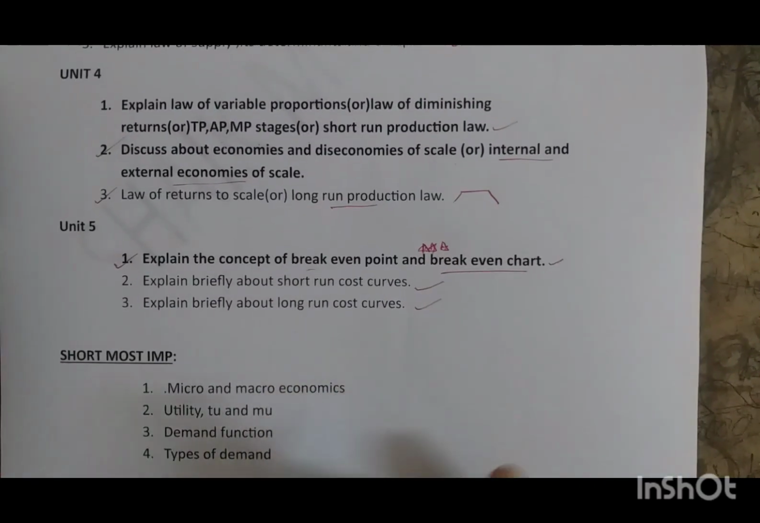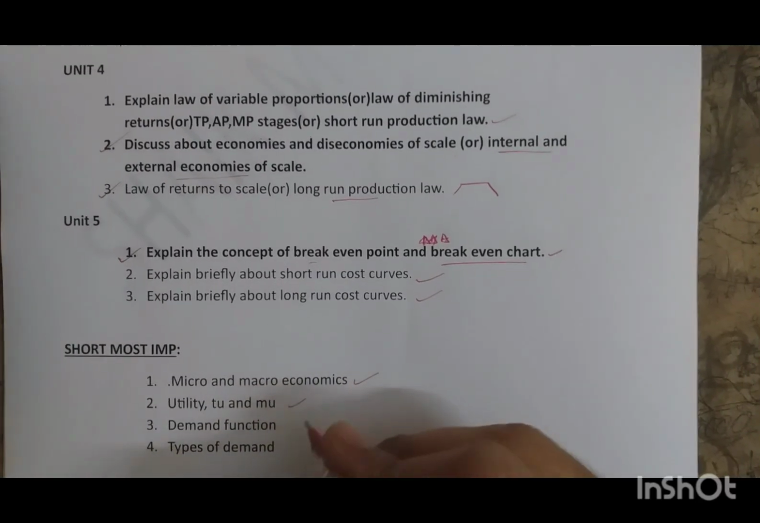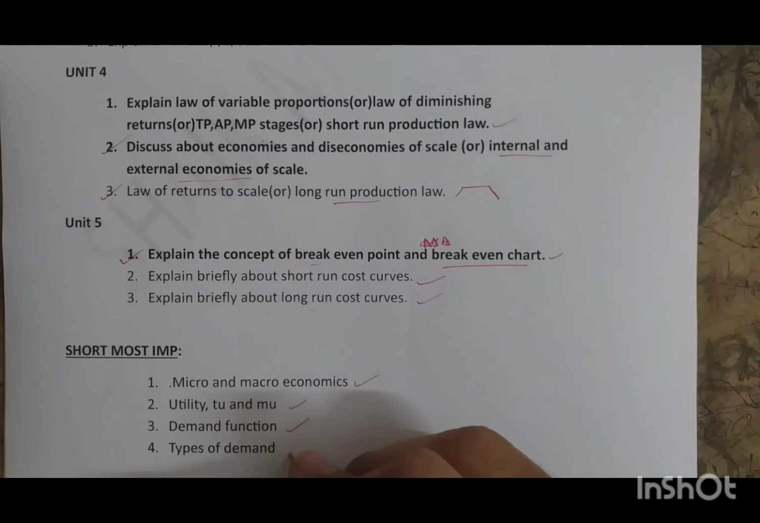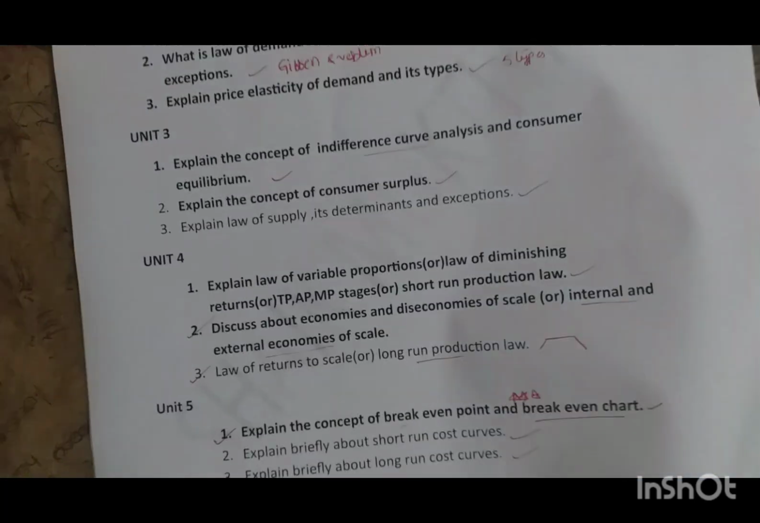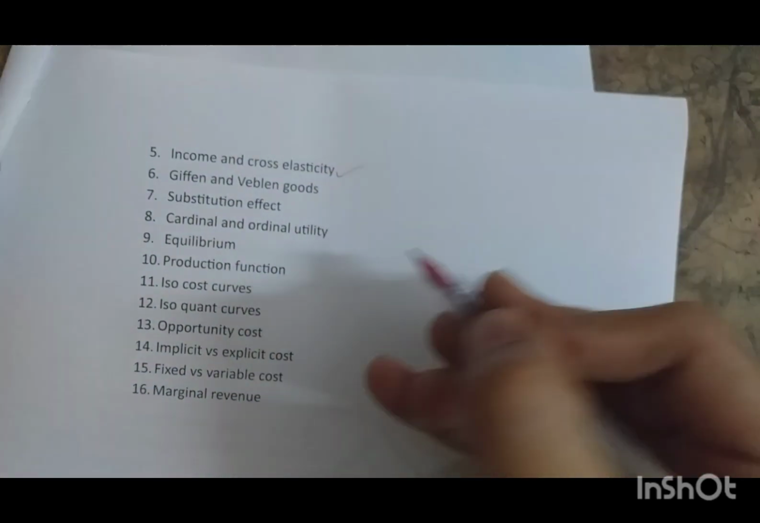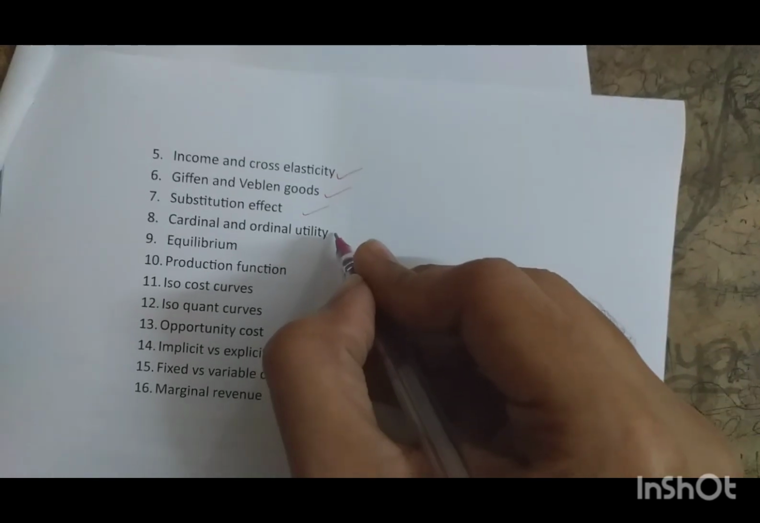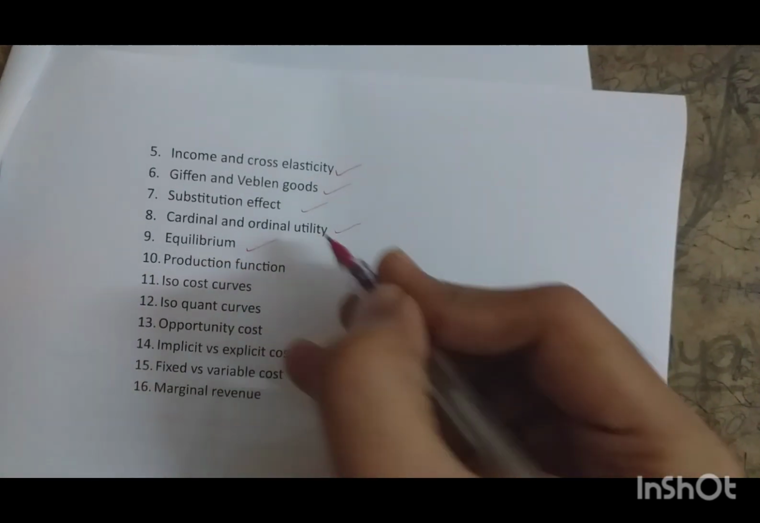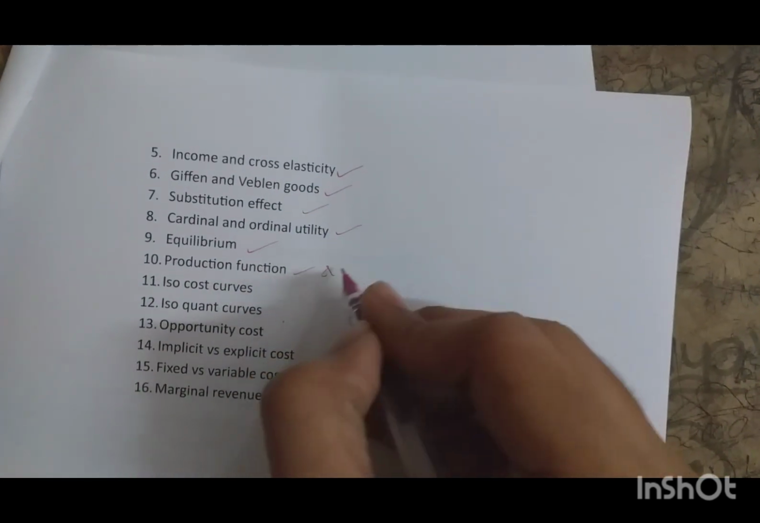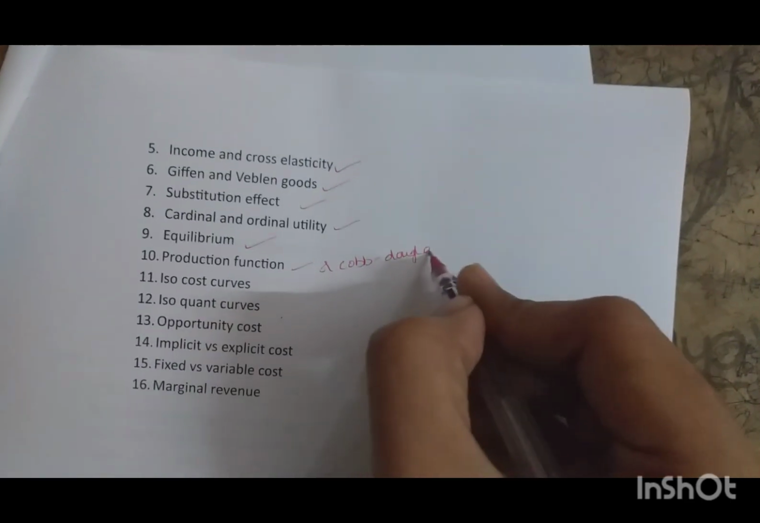And the short very important questions are: micro and macroeconomics, utility, total utility and marginal utility, what is demand function, types of demand. Next important are income and cross elasticity, Giffen and Veblen goods, substitution effect, cardinal and ordinal utility, what is equilibrium, explain the production function, or he can ask you Cobb-Douglas production function also.